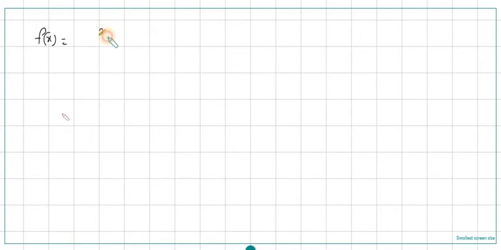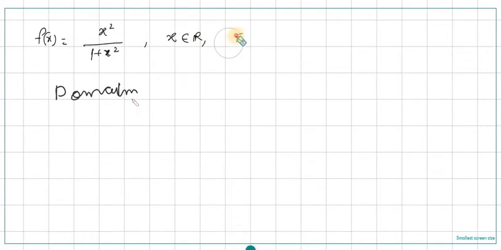f(x) is given as x squared over 1 plus x squared, and here the domain is given that x belongs to the real numbers. We have to find the range. This time should we follow the last method, sir? Which method? X is every real number, and we have to find the range.